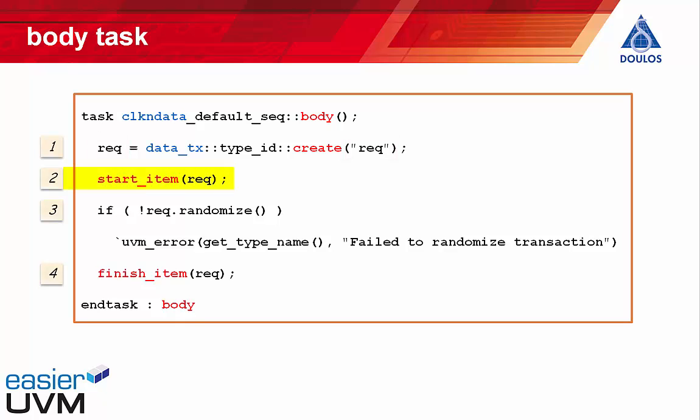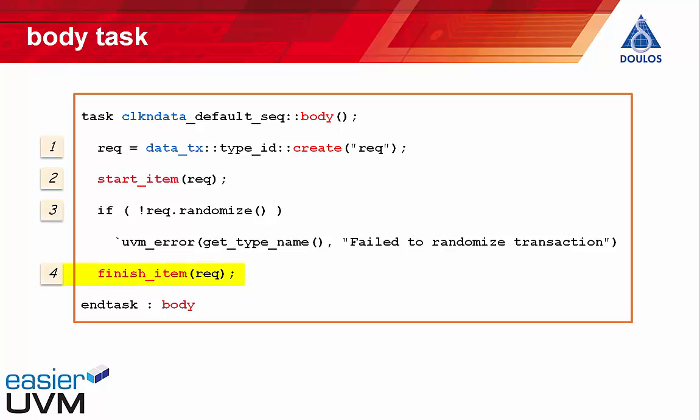The second step is to call start item. And start item notifies the driver that this particular sequence is ready to send a request. Then on return from start item, the sequence randomizes the transaction object, possibly with some inline constraints. We'll see an example of inline constraints later on. If the randomization happens to fail because of some kind of constraint conflict, then we're going to get an error.